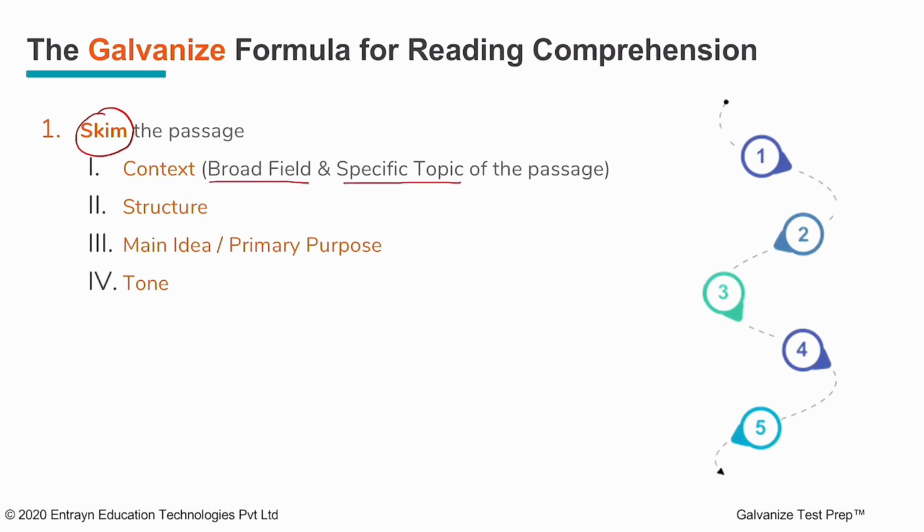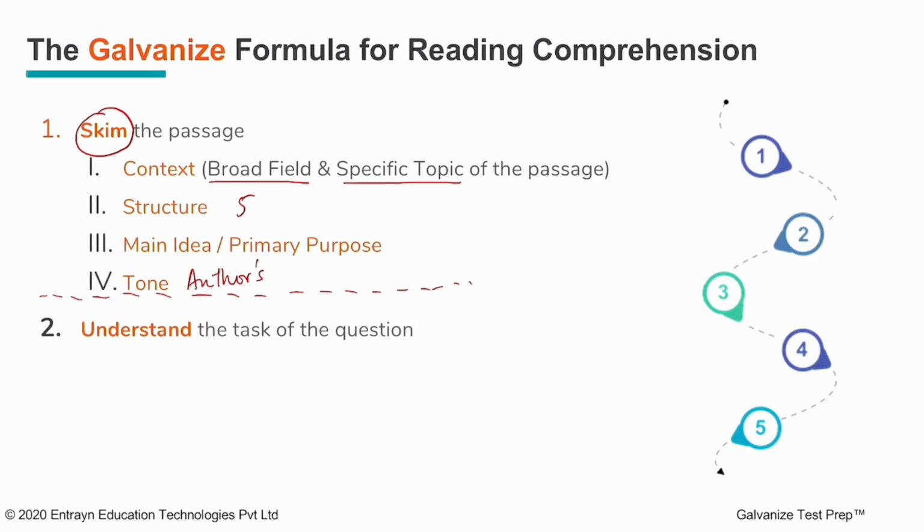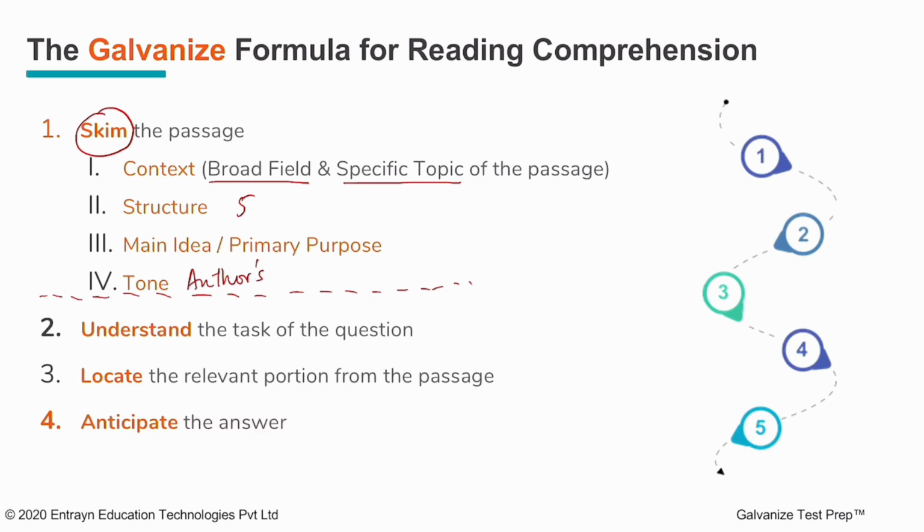Then the structure of the passage, and usually it would be one among the 5 structures that we have identified so far. We will identify the main idea of the passage and the primary purpose and the tone of the author. So once you do the skimming, it's only after that you will proceed to answer the questions. And to answer the questions, these are the steps. We understand the task of the question, locate the relevant portion from the passage that will help us answer the question, anticipate what the answer could be, and eliminate the wrong answer choices to arrive at the correct one.